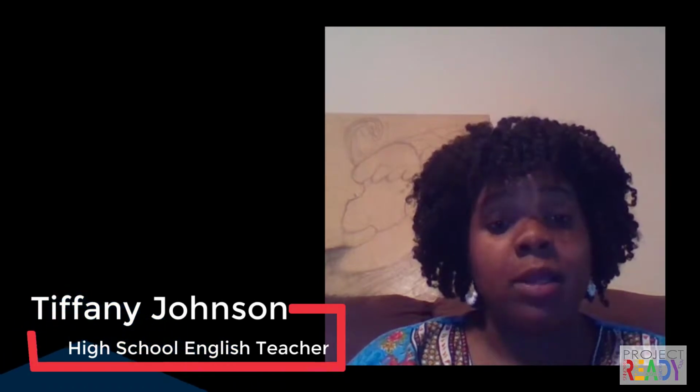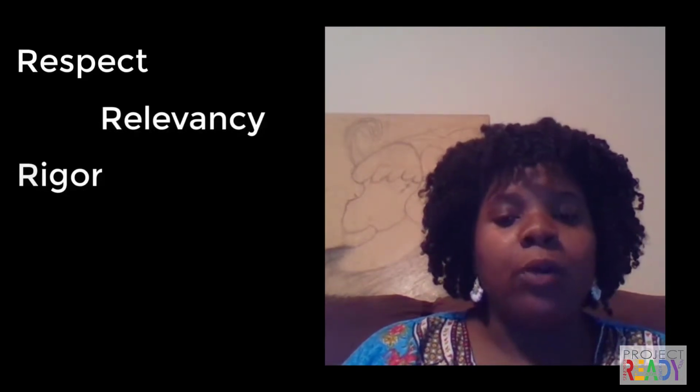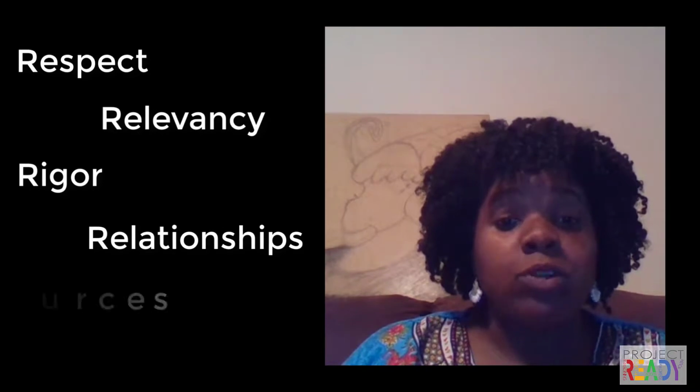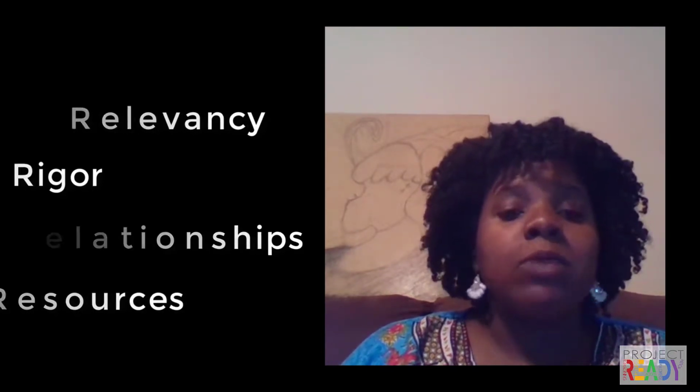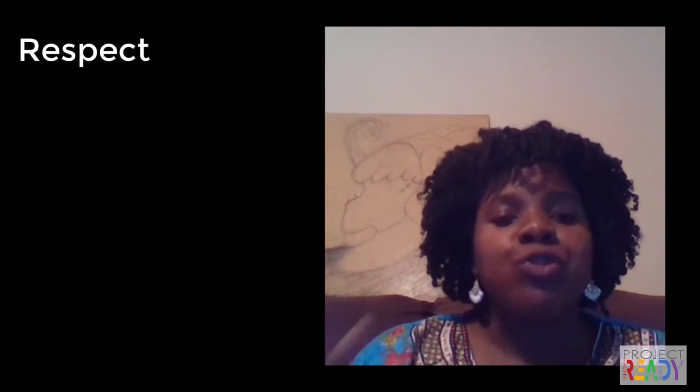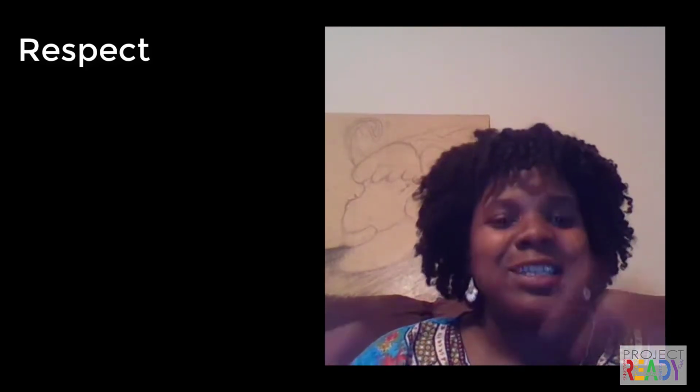So we are given this question, what does an equitable learning environment look like for us? Well, personally for me, I think of 5 R's. I think of respect, relevancy, rigor, relationship, and then of course resources. And when we talk about respect, we're talking about the synergistic environment where students are motivated to learn because teachers are motivated to teach, and then back and forth. Teachers are motivated to teach because students are motivated to learn.